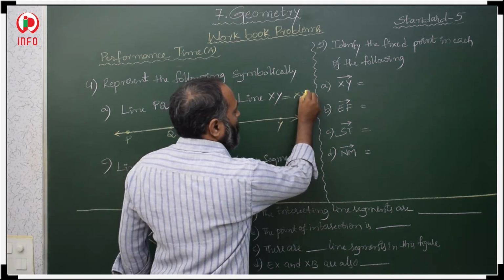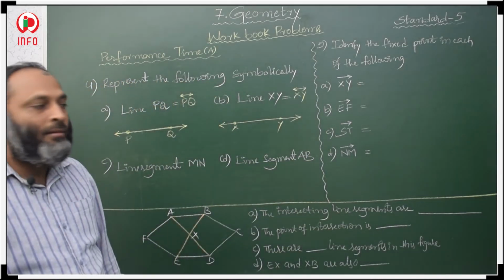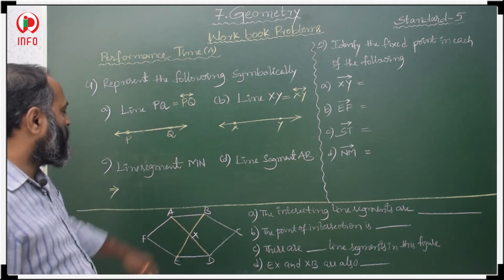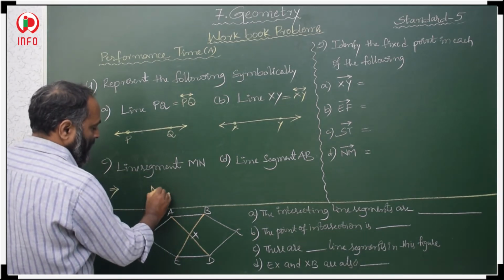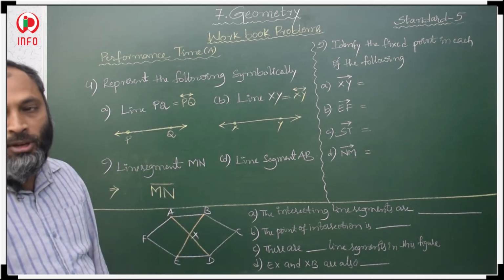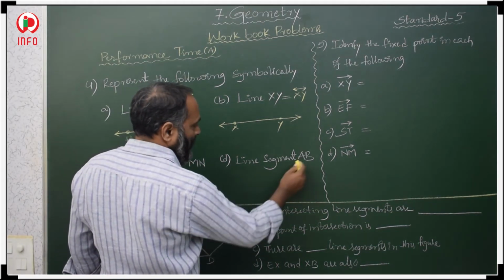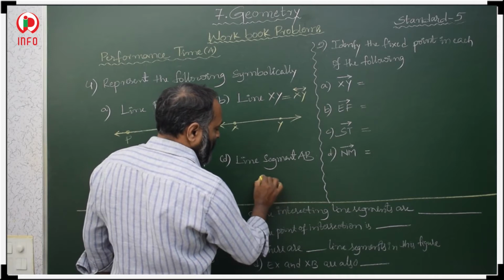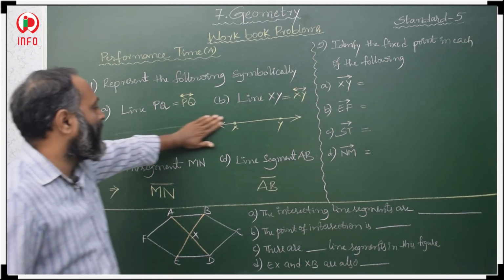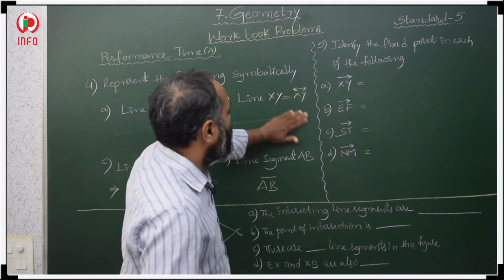XY symbolically, the XY line we have to draw. Then for a line segment, there is no need to draw it; just write the line segment symbolically. First write MN and keep a line segment symbol over MN. This is the symbolic representation. Then the line segment AB, this is the symbolic representation. Here he is not asking to draw the lines and line segments, only the symbolic representation, so no need to draw them.